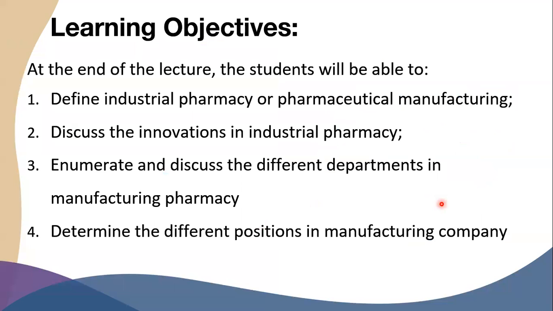So our learning objectives are to define industrial pharmacy or pharmaceutical manufacturing, discuss the innovations in industrial pharmacy, enumerate and discuss the different departments in manufacturing pharmacy, and determine the different positions in a manufacturing company.